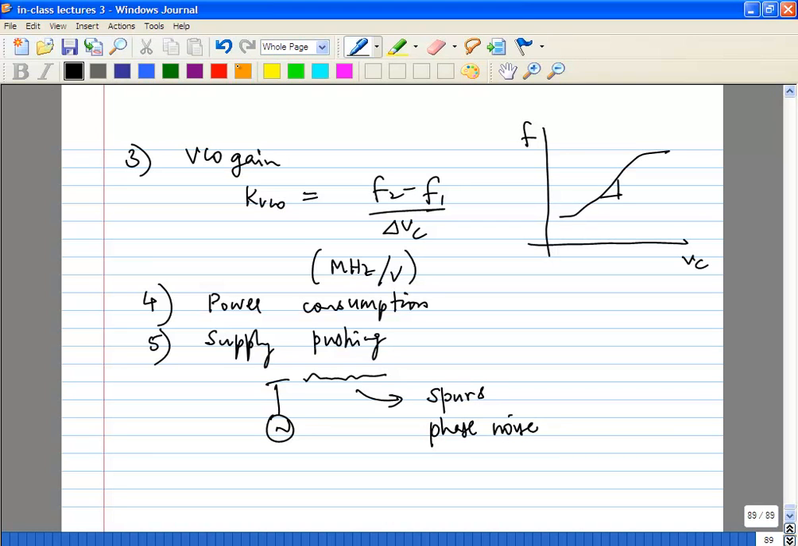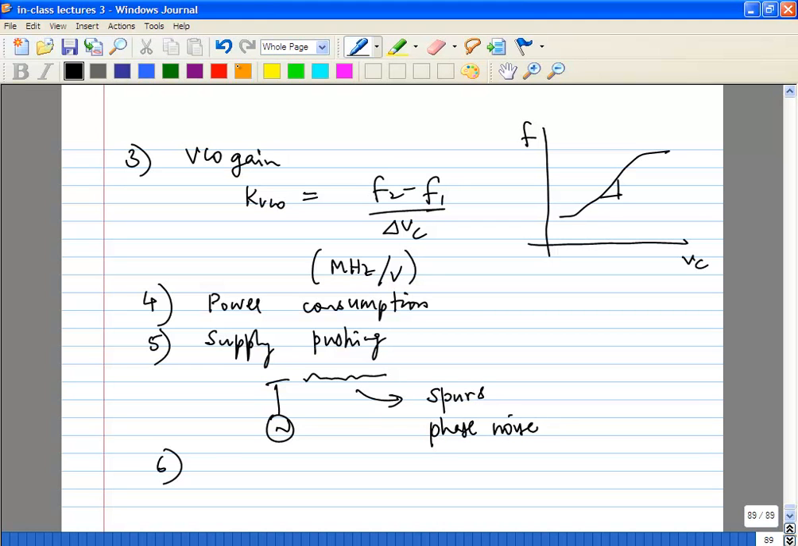So if you have some kind of periodic tone on the supply, let's say the periodic tone is at 1 megahertz, and let's say the VCO is operating at 900 megahertz. What you'll see is, even though it's only at 1 megahertz, at the VCO output you'll end up seeing it at 901 and 899 megahertz. So the tone on the supply gets upconverted, and similarly, if you have some noise, that also gets upconverted to the oscillation frequency. So this is another metric.